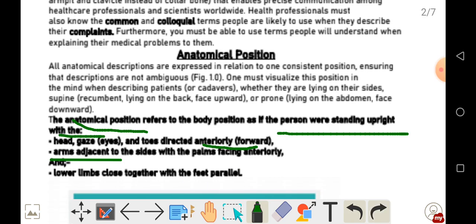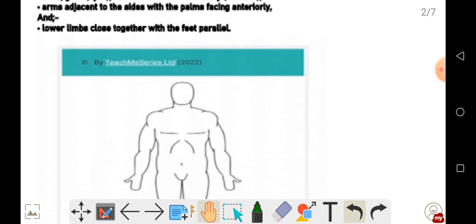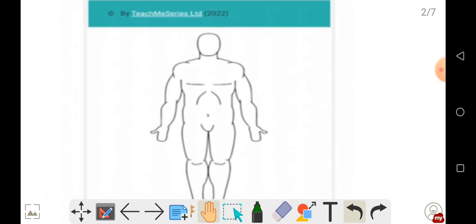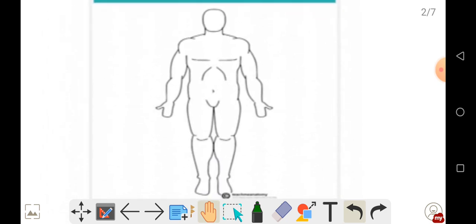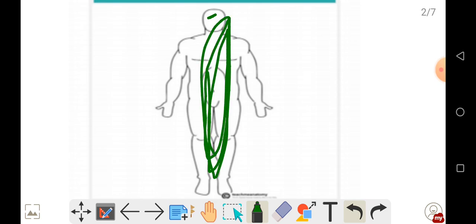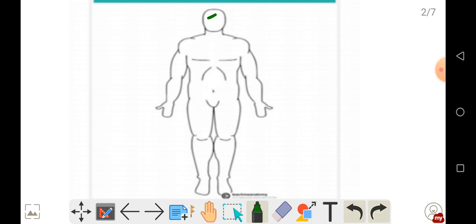This anatomical position, we are going to see it the way it is in the following diagram. This is the diagram showing the anatomical position. These are the feet, then this is the head. This is the front part of the body. This is how the anatomical position is. So we continue with our discussion.